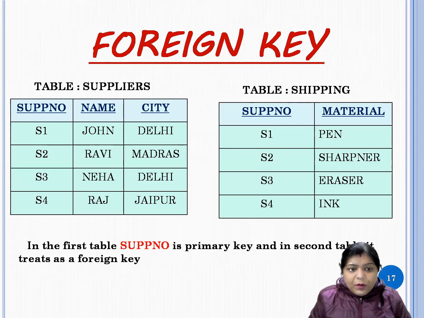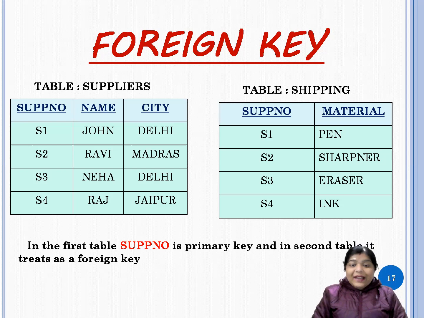Now in the shipping table, when I take this supplier number, the same field, in the second table shipping, we cannot treat it as a primary key. We just treat it as a foreign key. So it means it is a relationship between the two tables. It is a linking of two tables. What do you mean by this? It means in the very first table, it is treated as the primary key, and in the next table, it is treated as a foreign key.